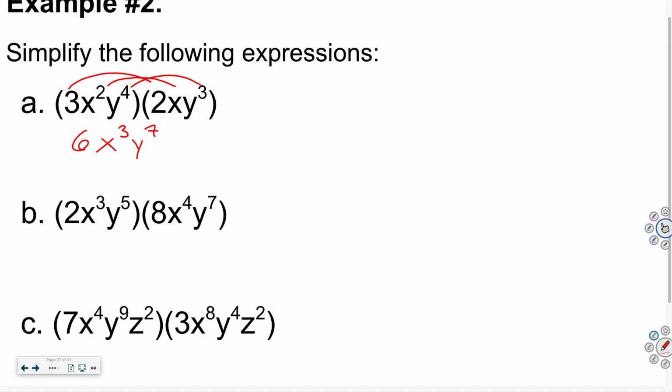Part B, again, nothing floating above parentheses, so we can go right into it. 2 times 8? 16. 3 plus 4, 5 plus 7. 12. So 16x to the 7th, y to the 12th.